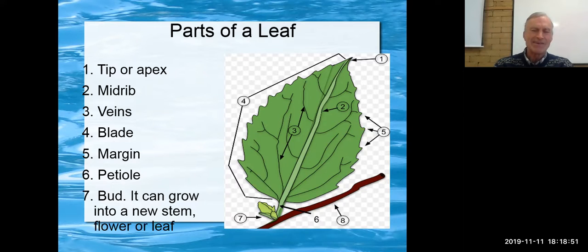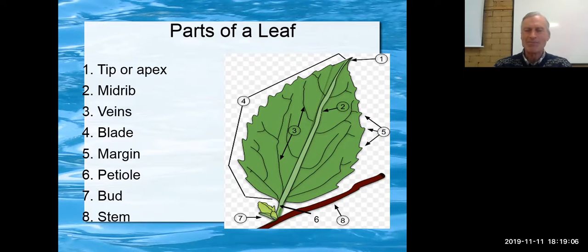And then 7 is a bud. That's not part of the leaf. That's exterior to the leaf. The buds can grow. Some buds will grow into new leaves. Some will grow into another stem. Some will grow into a flower. Number 8 is just the stem that the leaf is growing out of, but it's not part of the leaf.